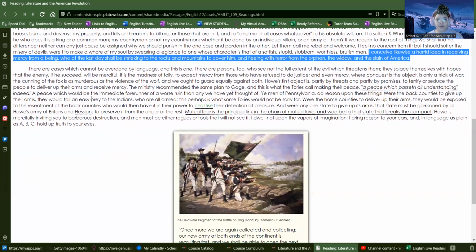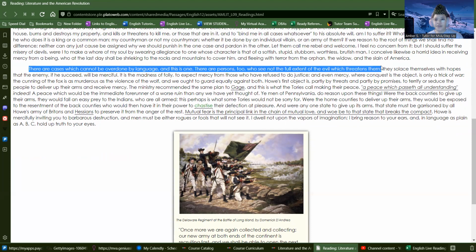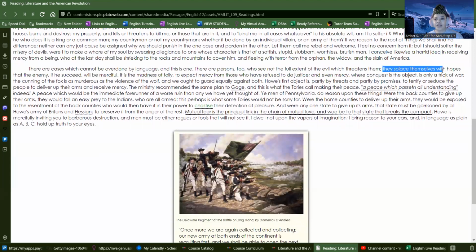All right, so we've got two more paragraphs. There are cases which cannot be overdone by language. So he's saying that there are certain topics that you can't overstate or overtalk about. And this is one. There are persons too who see not the full extent of the evil that threatens them. So he's saying that there are people in the country that don't understand how evil the British king and the government is for doing what they're doing. They solace or comfort themselves with the hopes that the enemy, if he succeed, will be merciful. So this is where we're moving directly into that.